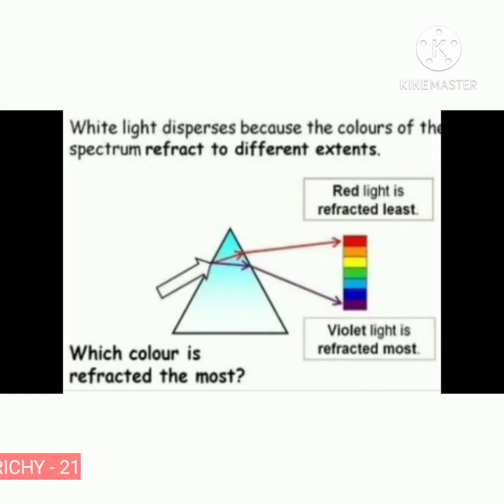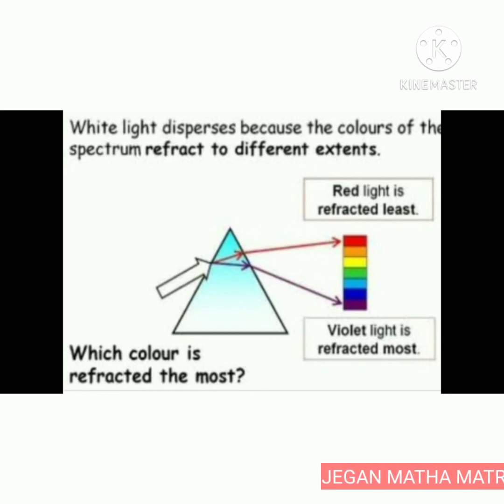White light disperses because the colors of the spectrum refract to different extents. Which color is refracted the most? The red color light is refracted least. The violet color light is refracted more. Thus, the red colored light, which has a larger wavelength, is deviated less. The violet colored light, which has a shorter wavelength, is deviated more.